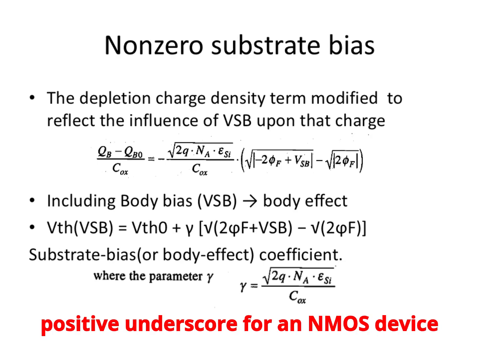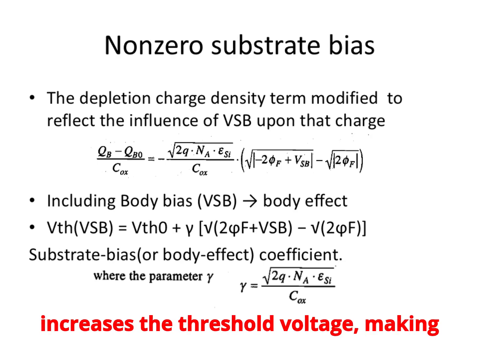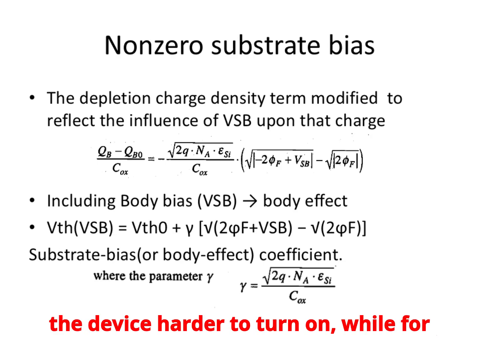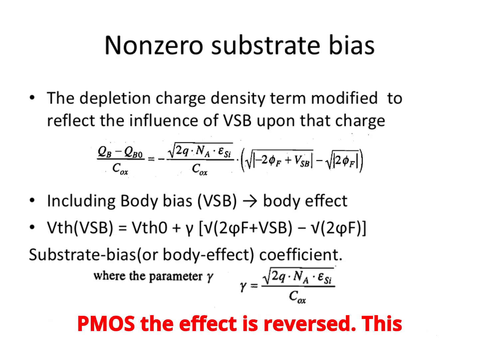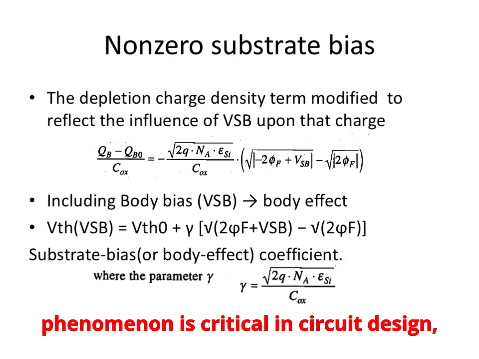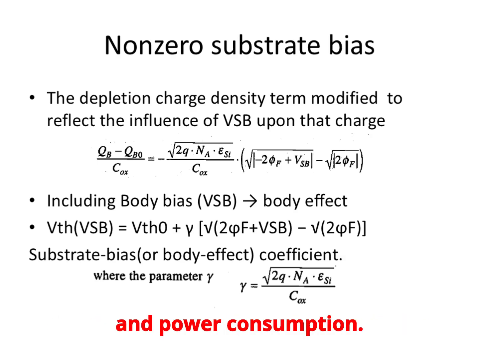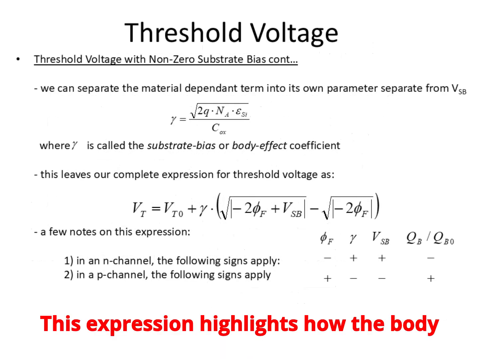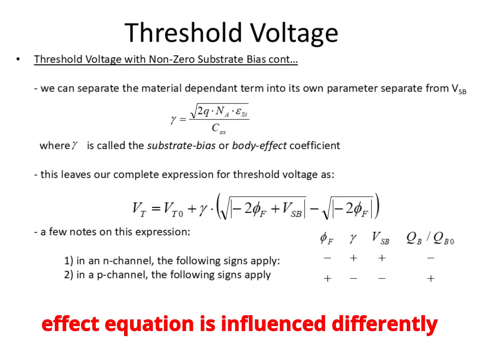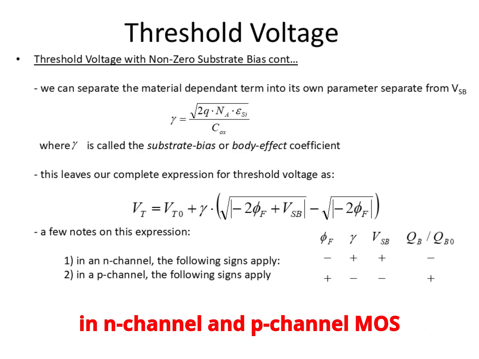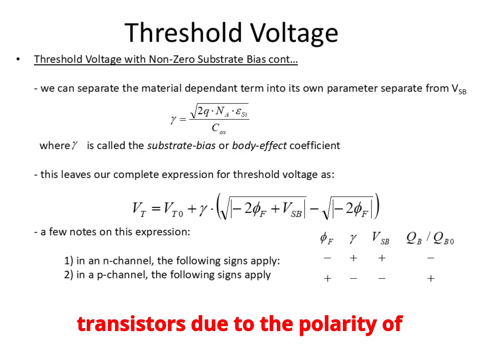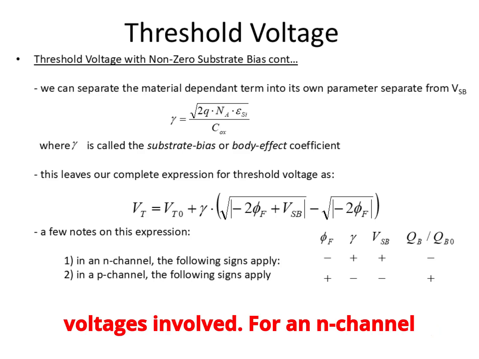Hence, applying a positive VSB for an NMOS device increases the threshold voltage, making the device harder to turn on, while for PMOS the effect is reversed. This phenomenon is critical in circuit design, as it impacts switching characteristics and power consumption. This expression highlights how the body effect equation is influenced differently in N-channel and P-channel MOS transistors due to the polarity of voltages involved.